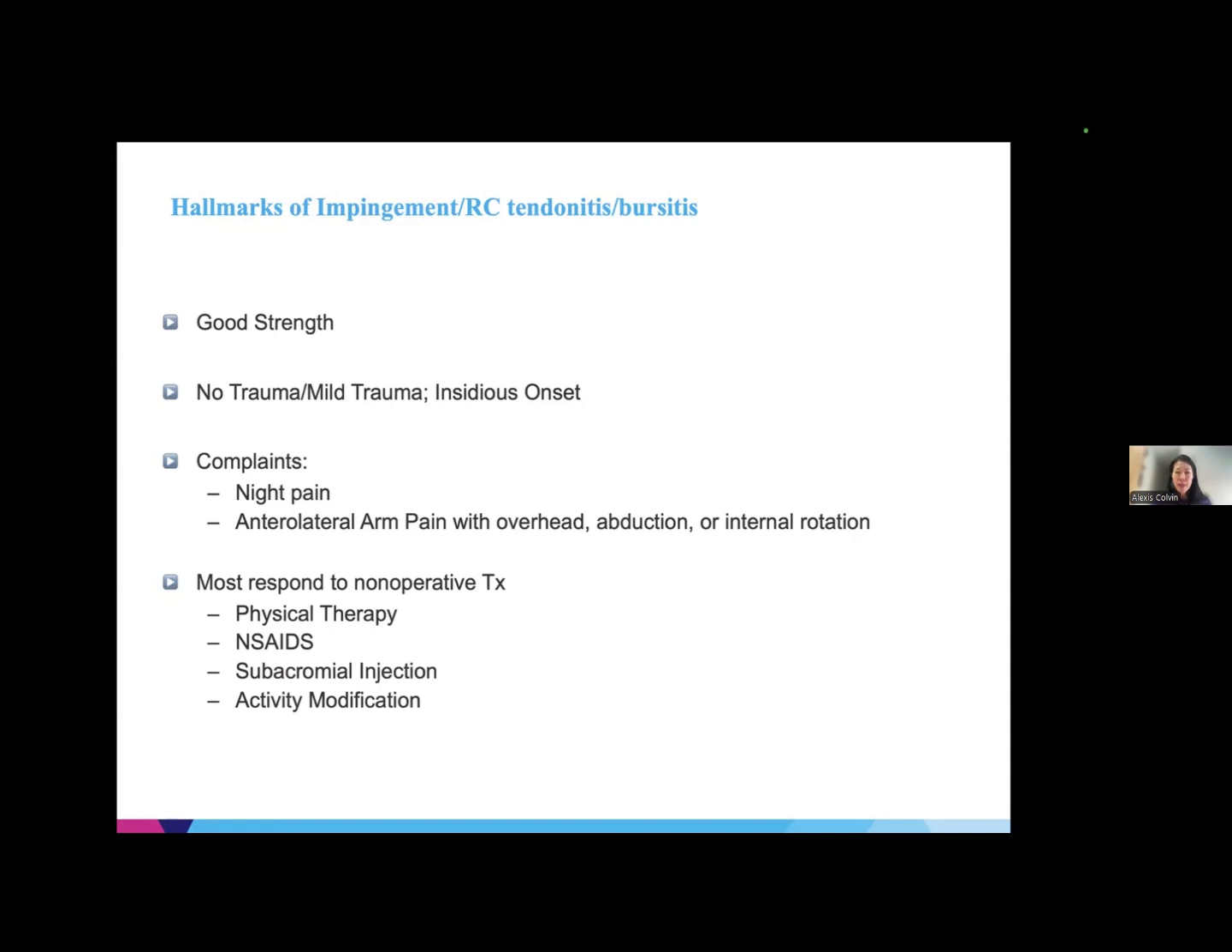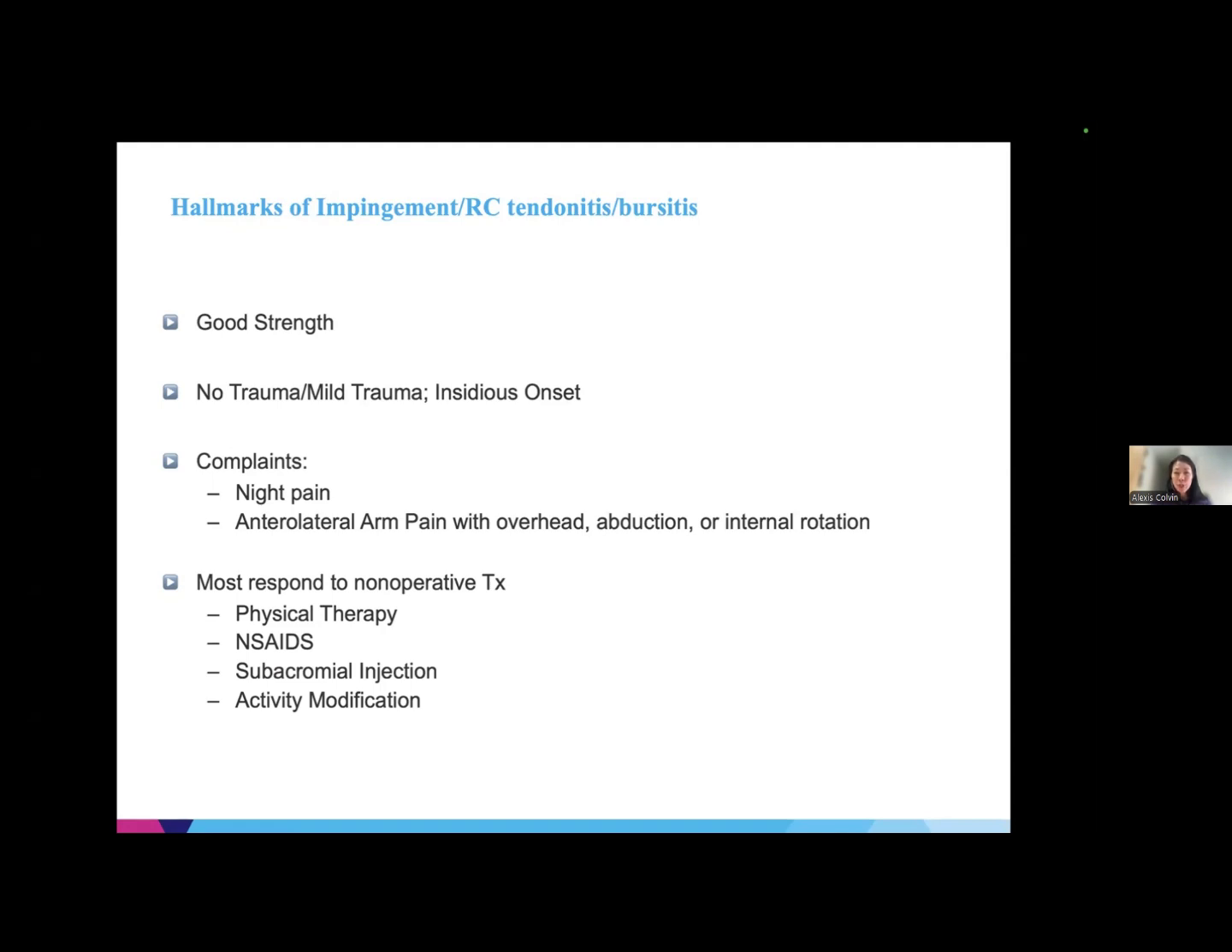And then if you make the diagnosis and it is just bursitis or tendinitis, you're not as concerned about a tear, these patients usually are very responsive to non-operative treatment. And that would be anything from physical therapy to NSAIDs, potentially work-related restrictions, or sports restrictions. And then very, very rarely, I will offer them a cortisone injection.